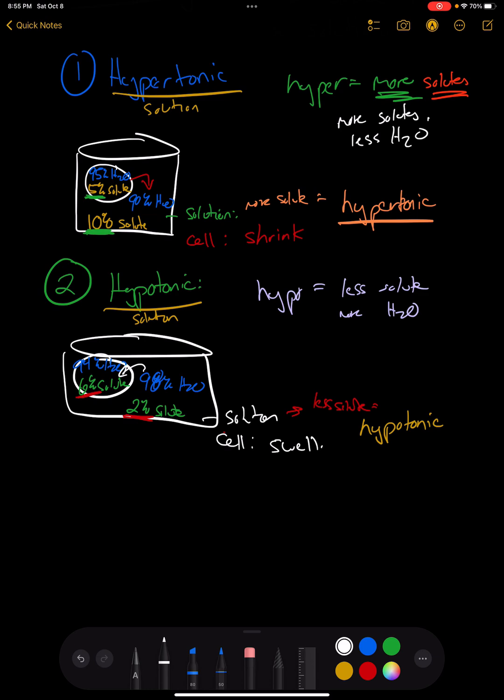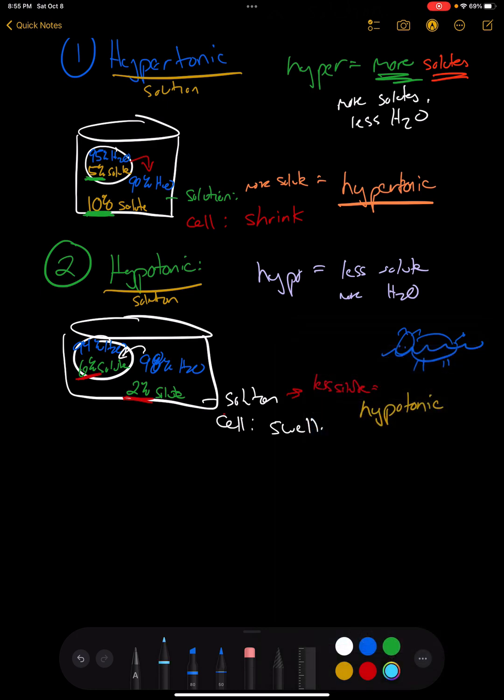And usually when I see hypotonic, it's kind of silly, but I always think of a hippo, because hippos are really, really big and they live in water. So when my hippo's in water, he gets super big, like my cell does. So when my cell has a bunch of water coming into it, then it gets really, really big.